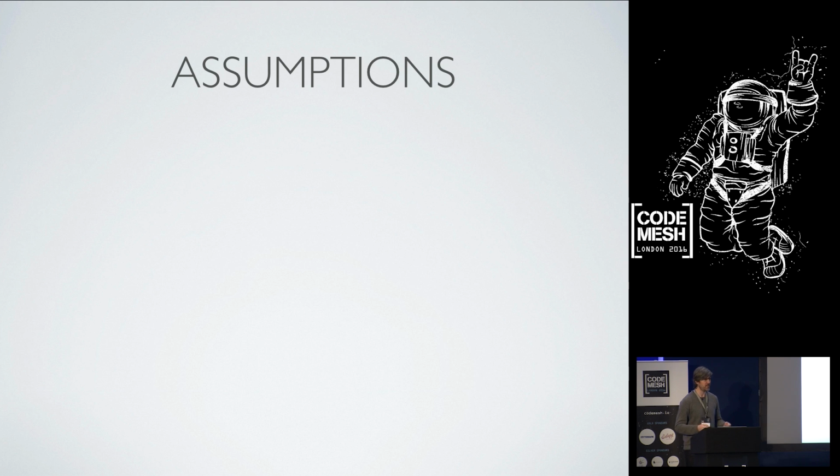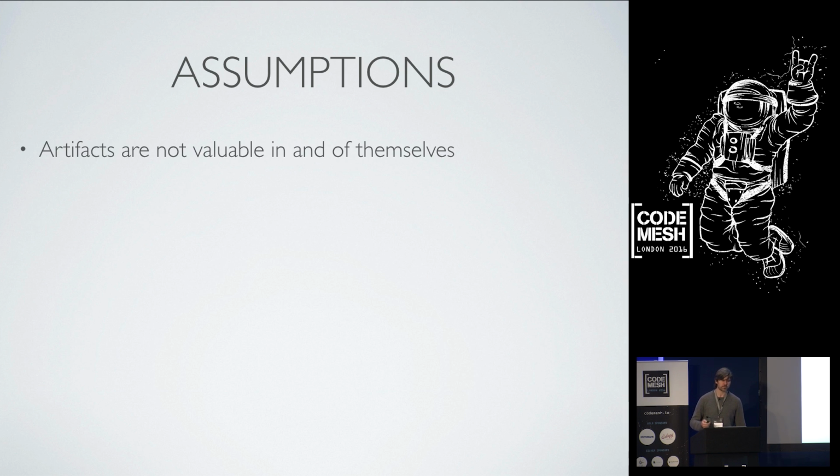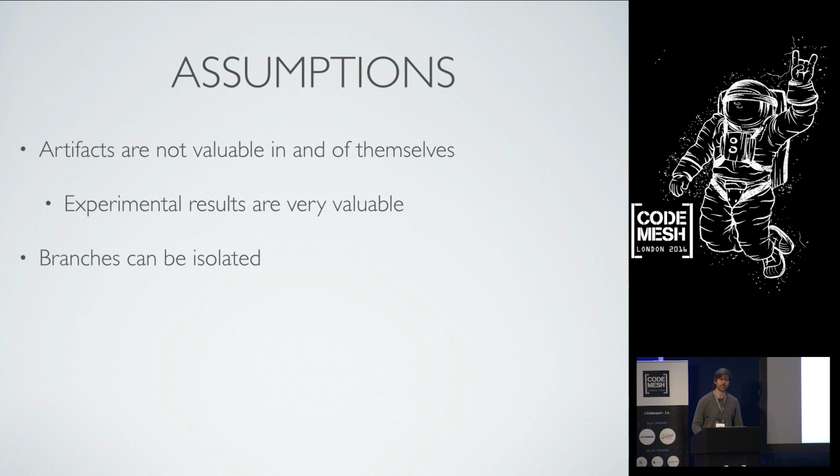So what are the assumptions and the consequences of this model, and how do they compare to the needs of an empirical development process? The first assumption is artifacts are not valuable in and of themselves. The thing that's ultimately valuable is the product. Anytime someone needs the product, they can just ask for it, and they basically get the latest version. But the artifacts themselves are not valuable. And this conflicts with our need for experimental results, which are in fact very valuable, and we can't afford to just toss them to the side.